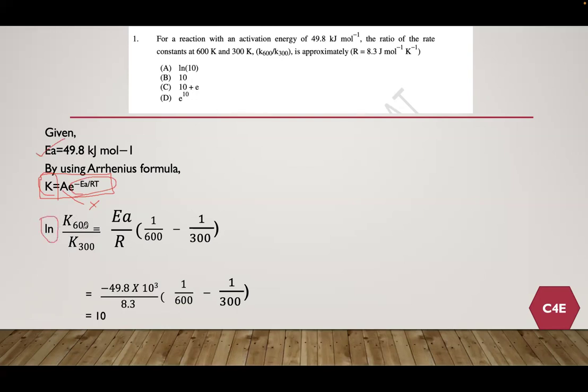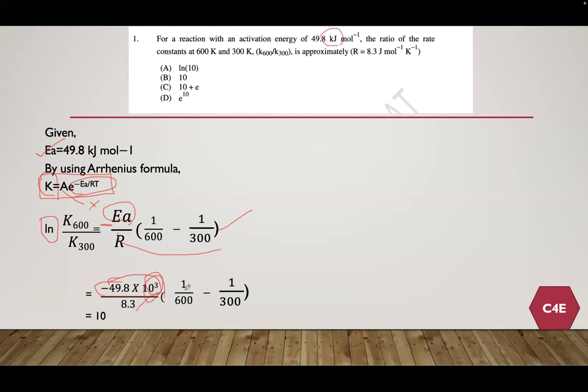So ln k 600 by 300 will be EA by R, 1 by 600 minus 1 by 300. This is a very simple rearrangement happening over here, so it is easy for you to understand. From here, it is really simple, wherein we are just substituting the value of EA, as we have minus EA by, sorry, I did not include the negative over here. So minus EA by R, 1 by 600 minus 1 by 300. And while giving the value, we have 49.8. And since our value is in kilojoules, we need to convert it into joule. For that, we are multiplying by 10 to the power 3.